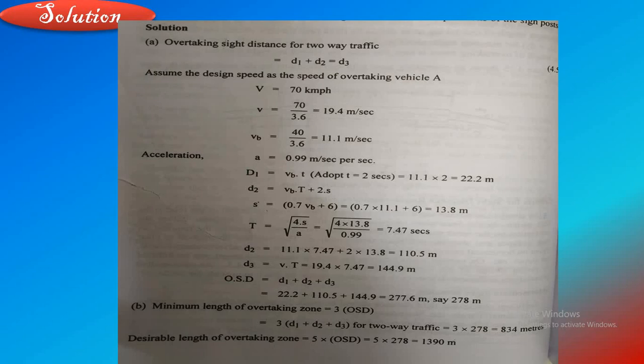So the desired length of the overtaking zone, we can say it is the maximum. Desired length of the overtaking zone is 5 into OSD. So OSD is 278, we know very well here. So then 5 into 278, that is 1390 meters. So more than 1 kilometer we require here.